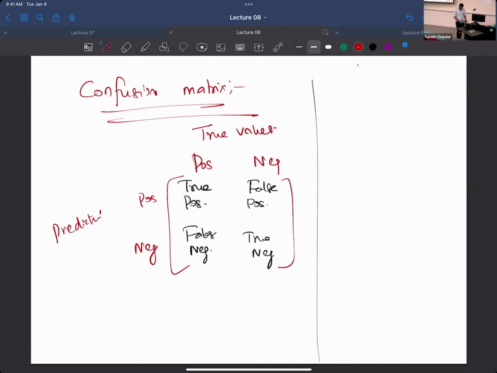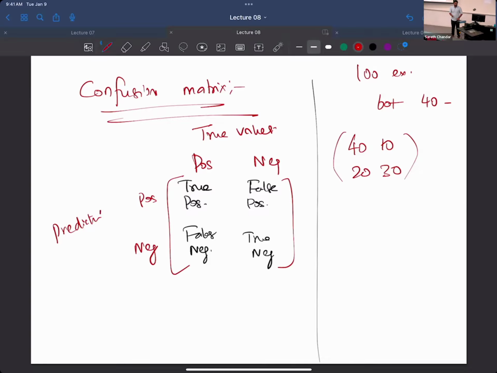Now let's take an example. Let's say I have 100 examples, 60 of them are positive and 40 of them are negative. If I have a confusion matrix that looks like this, what does this mean? This means that 40 positive examples are correctly classified and 20 of them were wrongly classified as negative. 30 negative examples were correctly classified and 10 of them were wrongly classified as positive, right? So this tells how much the model confuses between class 1 and class 2.